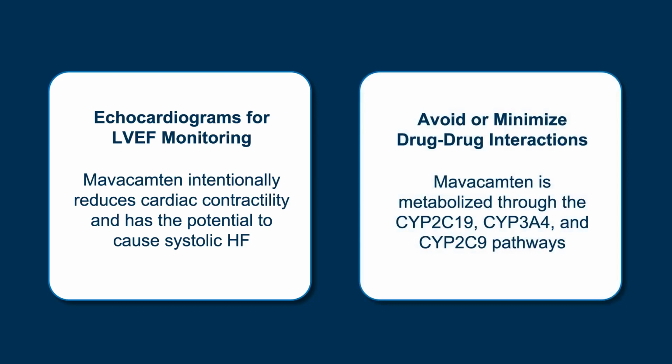Mavacamten is metabolized through the CYP2C19, CYP3A4, and CYP2C9 pathways. These are also the key pathways used to metabolize many other medications, so care must be taken to ensure that all medications and dietary supplements a patient is taking or is considering taking be thoughtfully prescribed at doses to avoid unintentional subtherapeutic or supratherapeutic dosing.